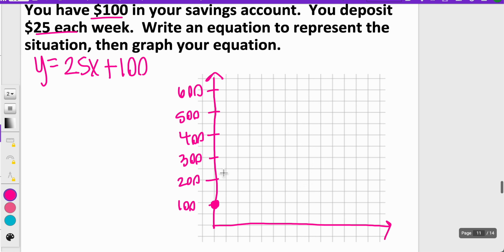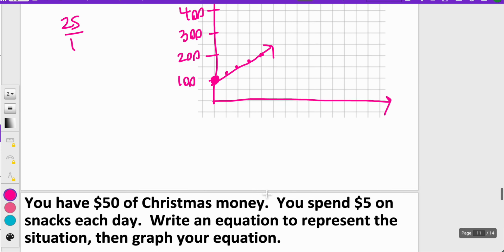Now, it says 25x is my slope. So this is up 25 over 1. So up 25 would be about halfway between the next one, and then over 1. Up 25 over 1. Up 25 over 1. Up 25 over 1. Okay? So that would be kind of what my line would look like.